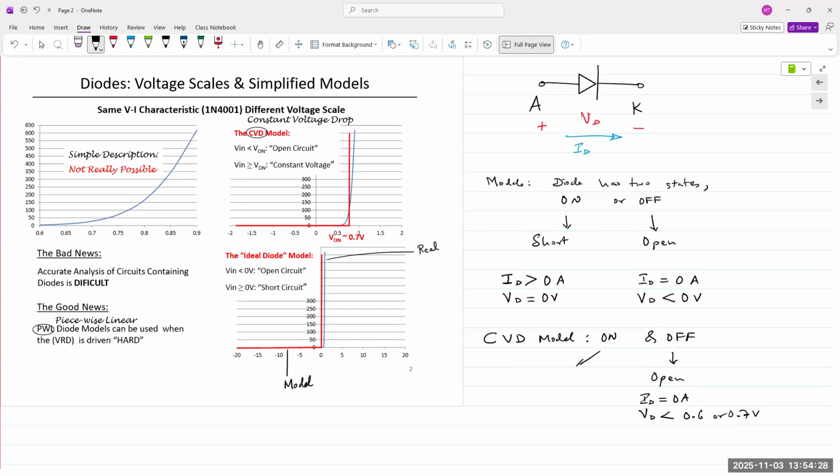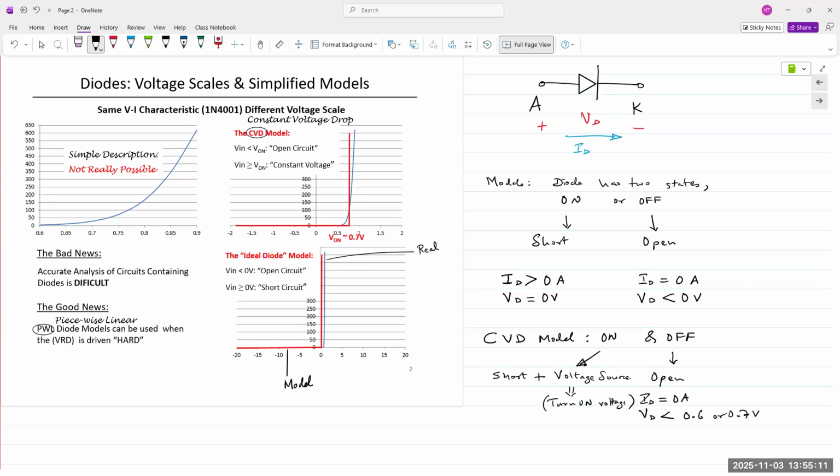So when it's on, it behaves like a short plus voltage source, and the voltage source is supplying a voltage that is equal to the voltage required to turn on the diode. So the turn on voltage of the diode. This turn on voltage can be 0.6 or 0.7, depending on the book or depending on the author.